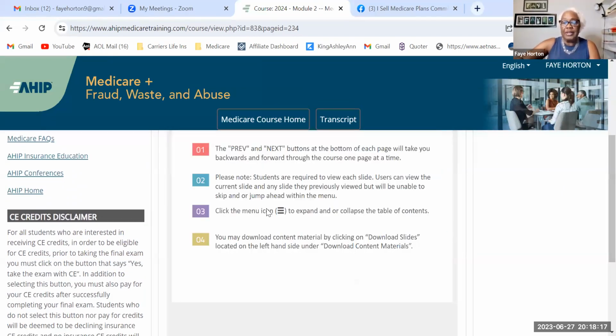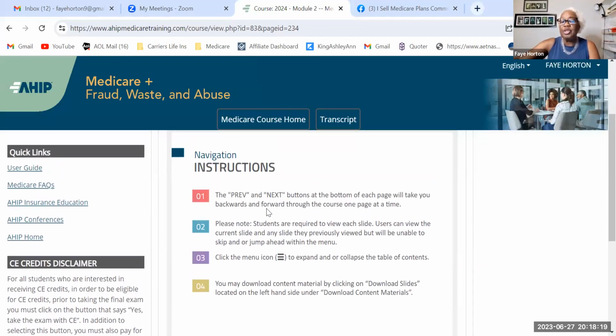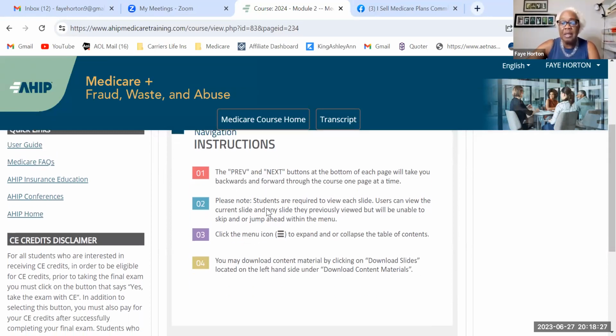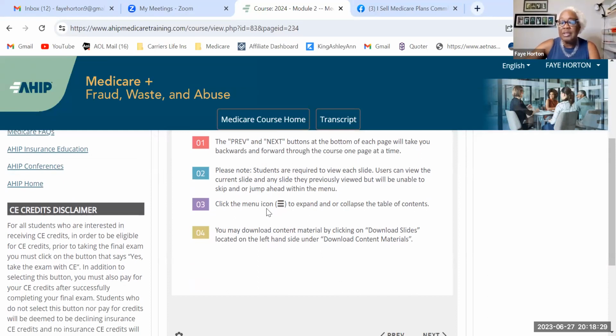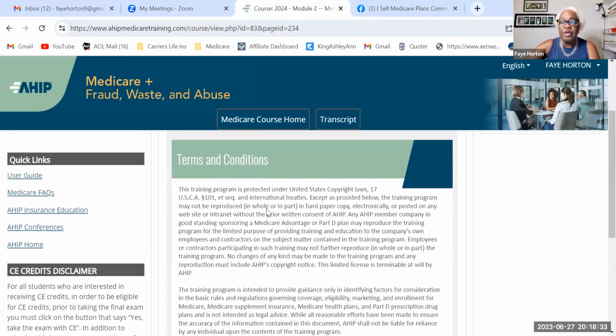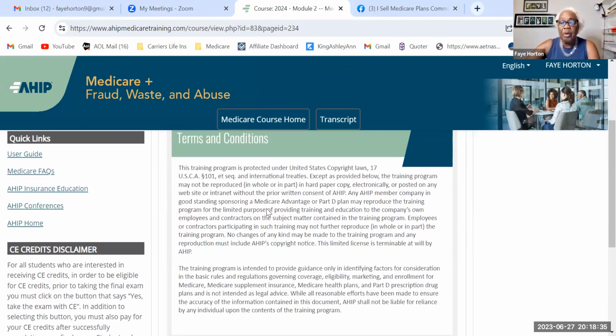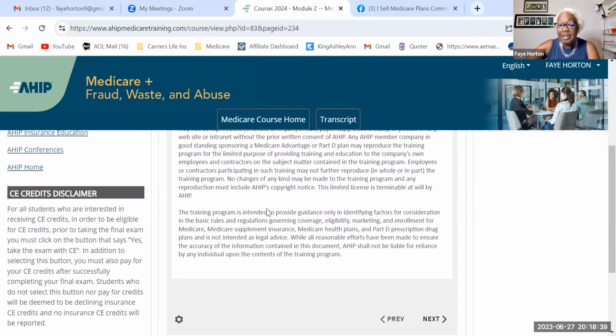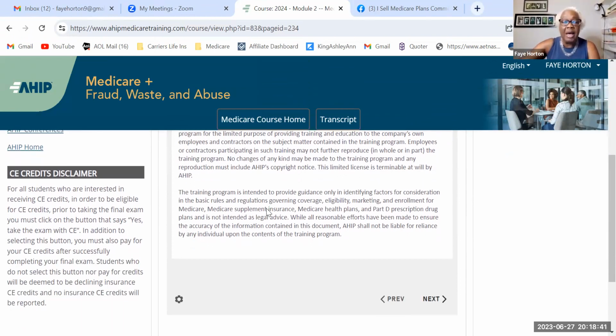Okay, start the course. The navigation instructions are always going to be the same, so I don't waste too much time. There's previous and there's next, and each of these notes are the same for each one of the modules that you start. The terms and conditions: the training program is, of course, protected by United States copyright laws. That's going to be the same in every module.